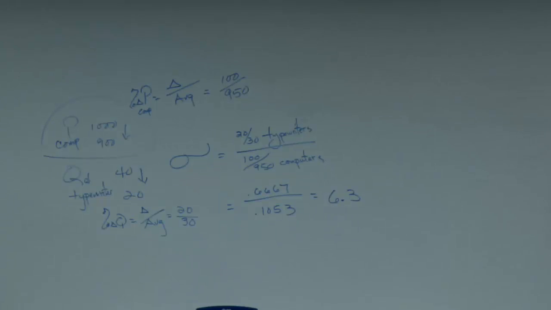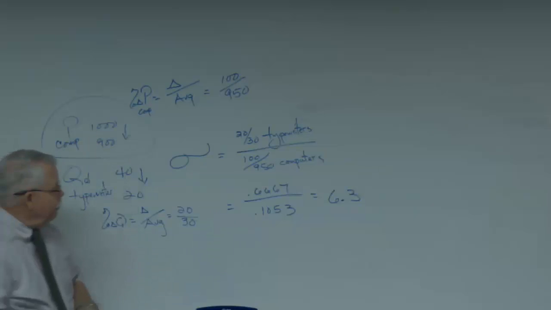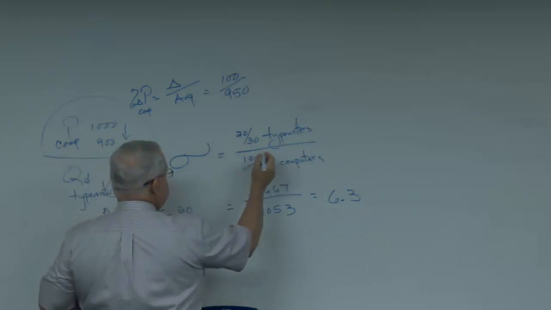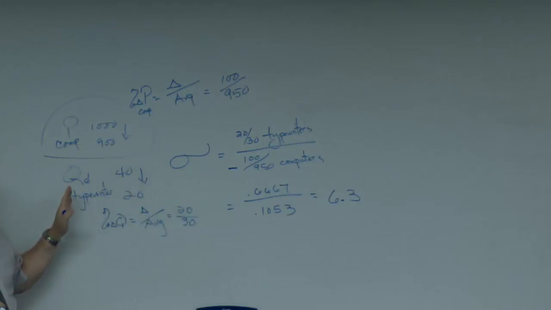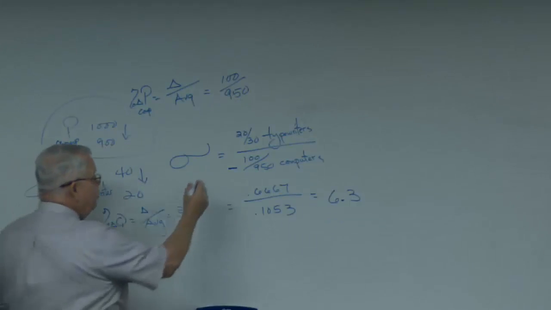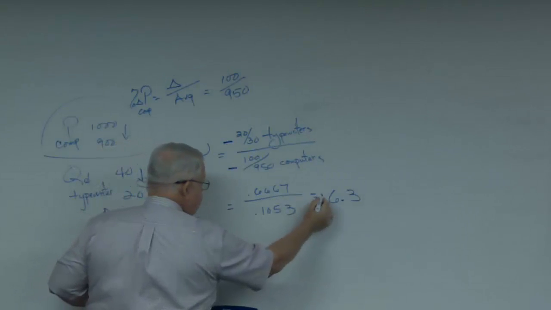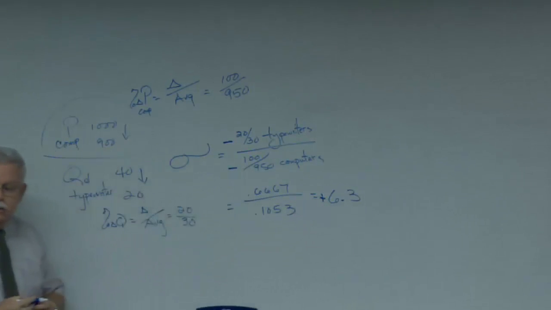Is that something you get from the question? What was the change in price? Was it positive or negative? Negative. It fell, so this is a negative. What was the change in quantity? Negative. From 40 to 20. This was a negative, so the coefficient is positive.